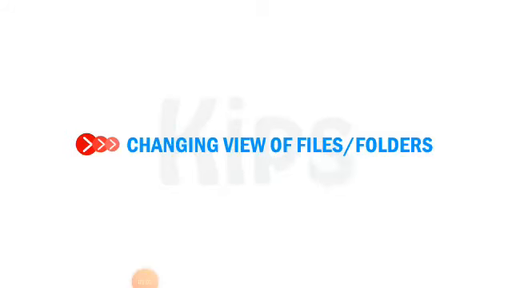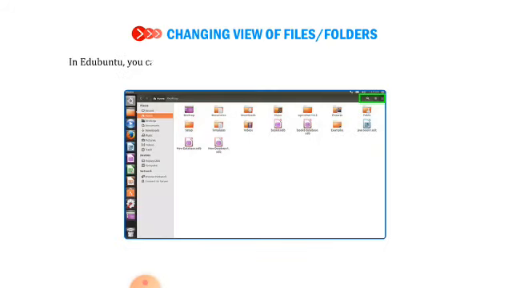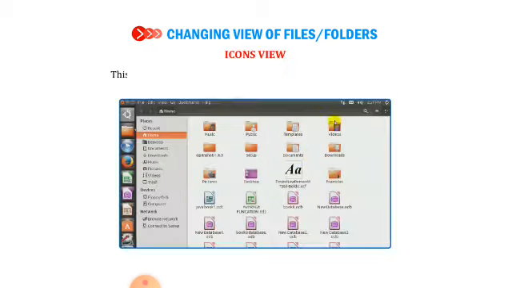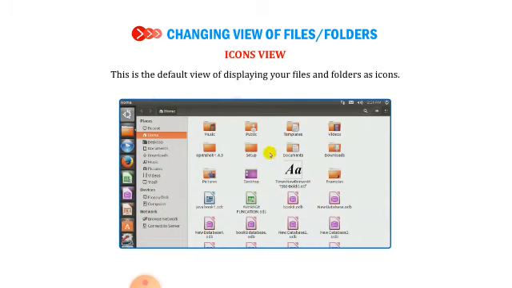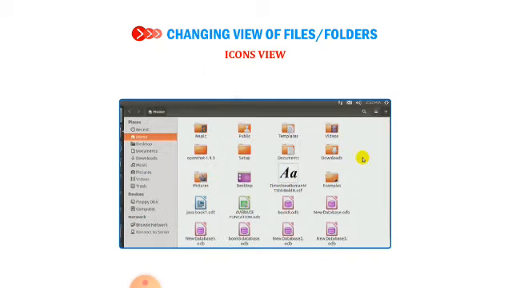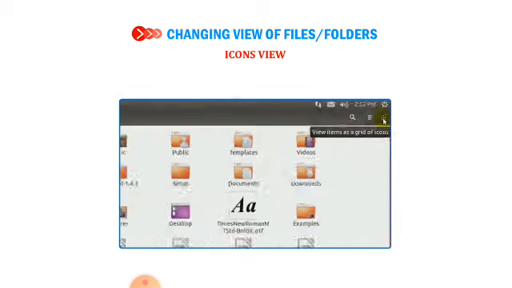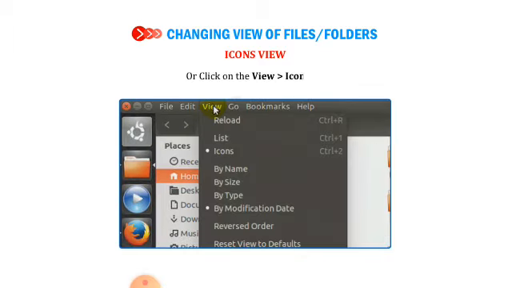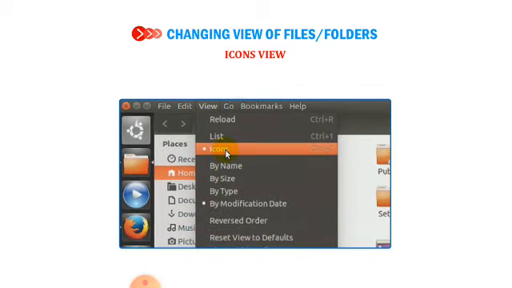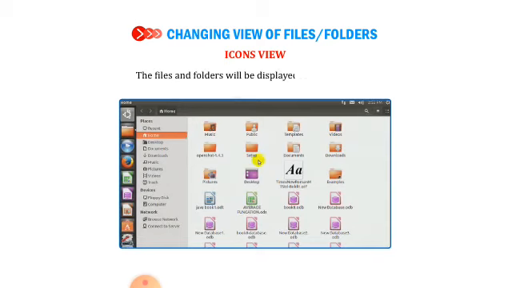or folders. In Ubuntu, you can view files or folders either in the list view or in the icon view. Icons view. This is the default view of displaying your files and folders as icons. To view files and folders as icons, click on the View Items as a Grid of Icons button located on the top right corner of the home window. Or click on the View, then go to Icons option. The files and folders will be displayed as a grid of icons.